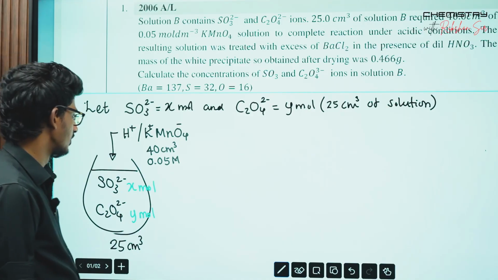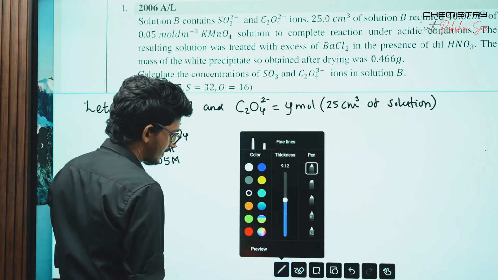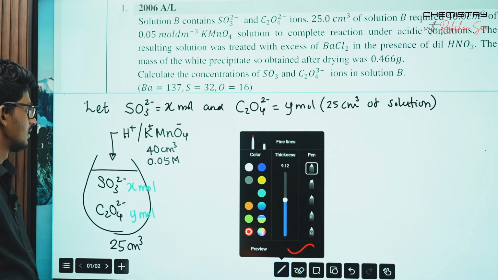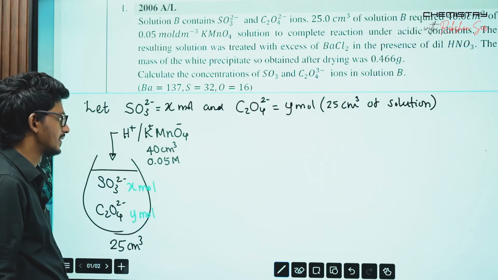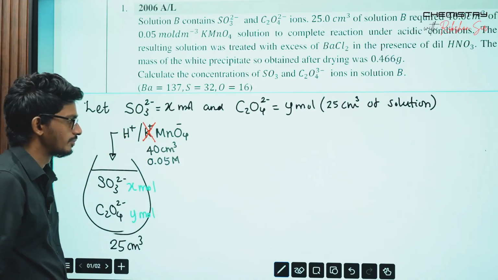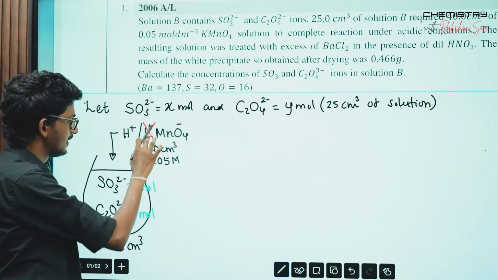Let's try to solve this one. First you have to select the reactions which will occur here. First think of the reagent you are adding from the top. K plus is not going to react. S block ions won't participate in these redox reactions. So K plus is not going to react.